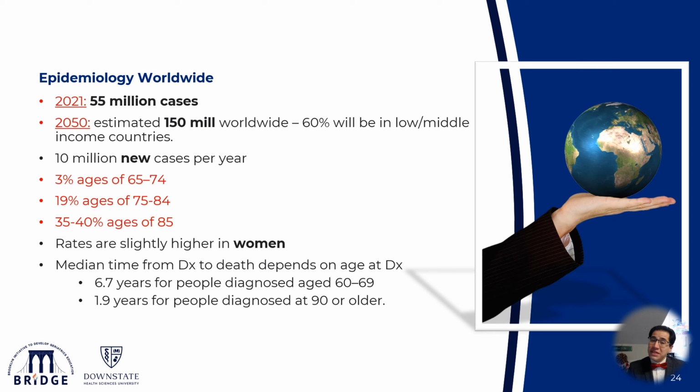It was found to be slightly higher in women versus men, and the median time from diagnosis to death also depends on the age at diagnosis. So you're talking about 6.7 years for people diagnosed below 70, and only 2 years for people diagnosed at 90 or older. And that is important to estimate how many years of lost functioning we're talking about, especially when we're having an aging population worldwide.